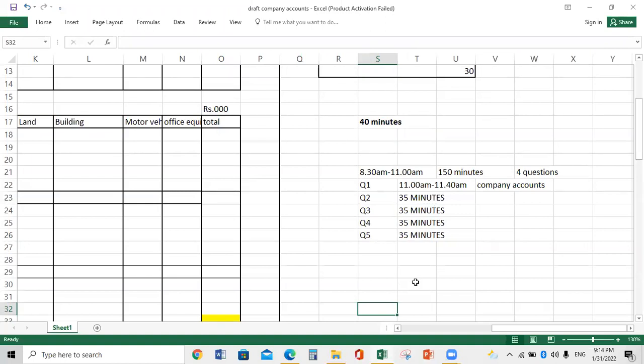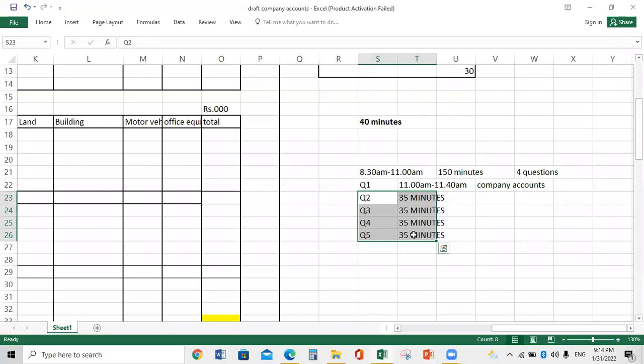So see here, I will not tell you which question to start with, because it depends on the student. If you feel like this question is really easy for you, you can start with that question.